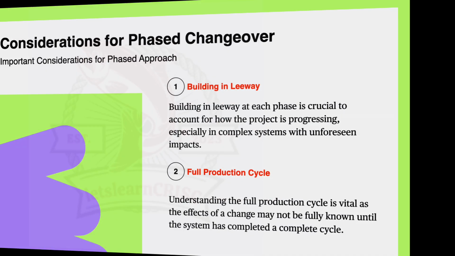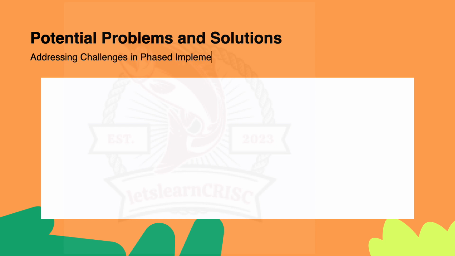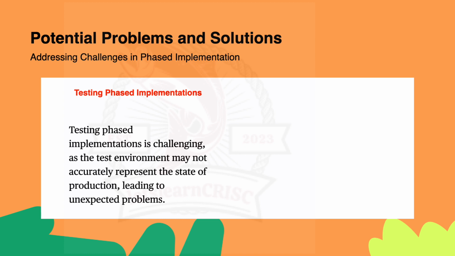Right? Moving next. Next is about the potential problems and solutions. First is the testing phase implementation. Friends, testing during the phase implementation can be tricky, right? Because the test environment might not perfectly reflect the real production system. So this mismatch can lead to unexpected problems that may not surface until the changes are applied to the actual system, right?